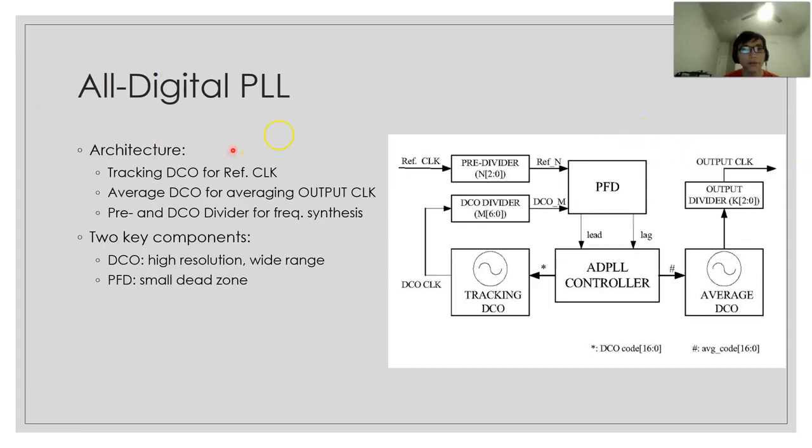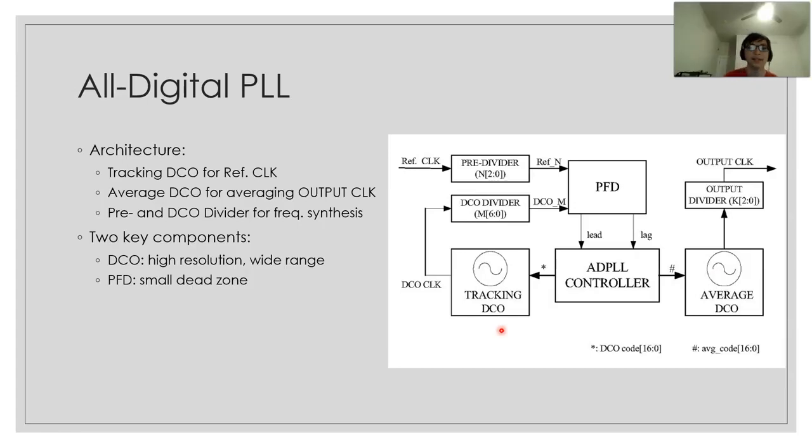So in here we have the all digital phase-lock loop, which is a proposed architecture for the digital phase-lock loop, and all of it here will be digital. As you can see in this architecture, it has two separated DCOs, which stands for digitally controlled oscillator.